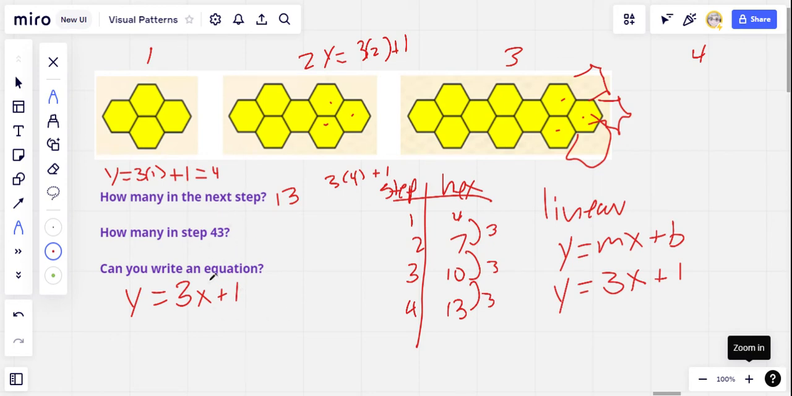Now we can use that to get the number in step 43 pretty easily. We just put in 43 in place of x for our step number. So we have y equals 3 times 43 plus 1. So 3 times 43, let's see, 3 times 40 is 120, 3 times 3 is 9, so that's 129 plus 1, that is 130 hexagons in step 43.